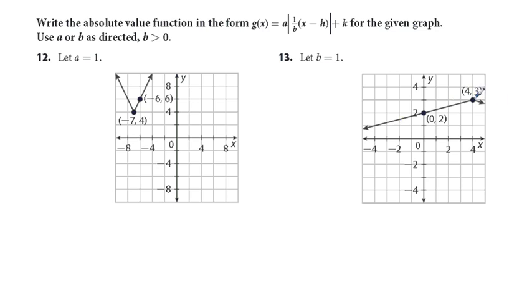Here's our vertex at 4, 3. So in the form h, k, we're going to have g of x equals. I'm going to save my a for the time being. And since b is assumed to be 1, we're going to put just x. And how far are we going to the right? Well, remember our vertex is the coordinate pair h, k. In this case, h is equal to 4. So we're going to subtract 4 here. And then we're going to add 3 on the outside.